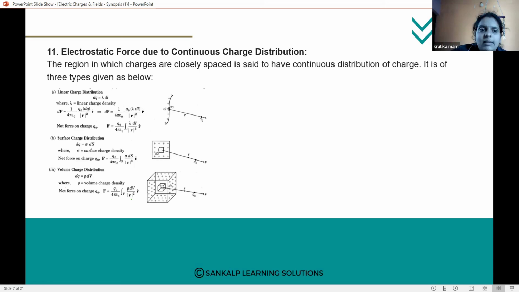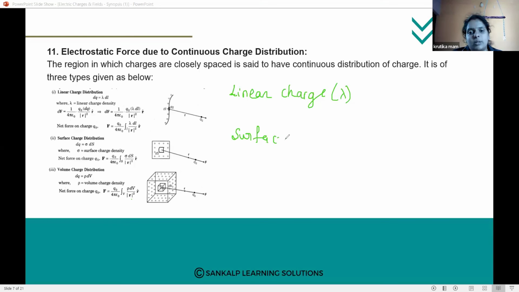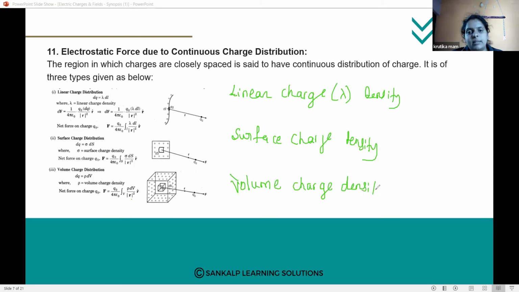What are the 3 ways here? The first one is called what? That is linear charge distribution. It is called linear charge distribution. This linear charge distribution is denoted by the letter lambda. Next we have the surface charge distribution, or you can say the surface charge density, and the third type is volume charge density. So: linear charge density, surface charge density, volume charge density.